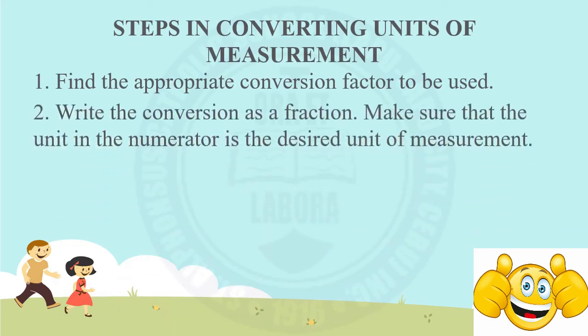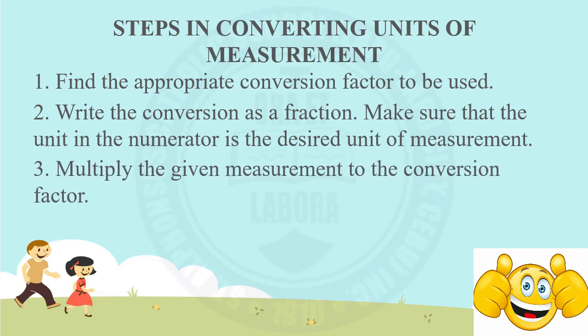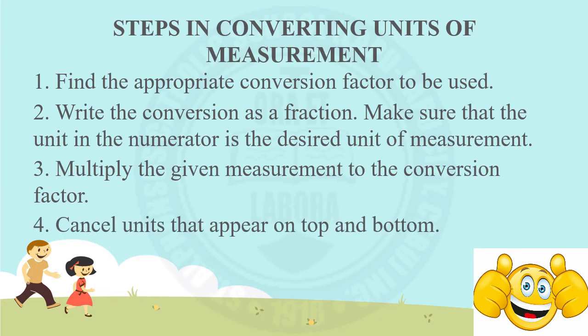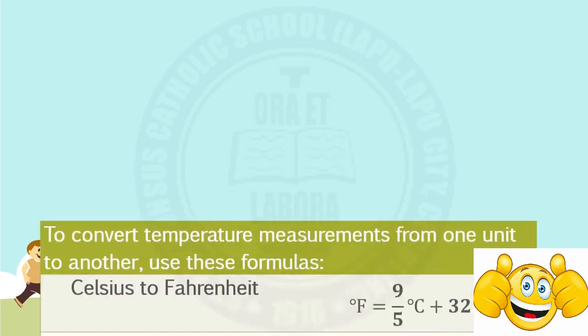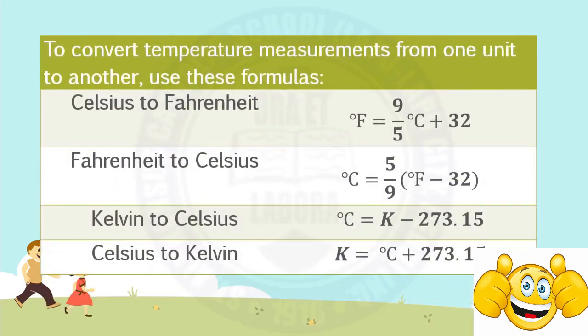Steps in converting units of measurement for temperature. Number 1, find the appropriate conversion factor to be used. Number 2, write the conversion as a fraction. Make sure that the unit in the numerator is the desired unit of measurement. Number 3, multiply the given measurement by the conversion factor. Number 4, cancel units that appear on top and bottom. Don't forget the steps.